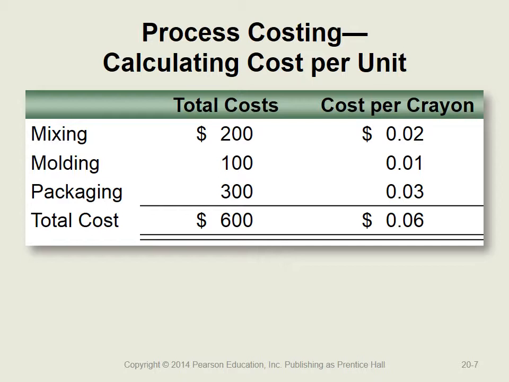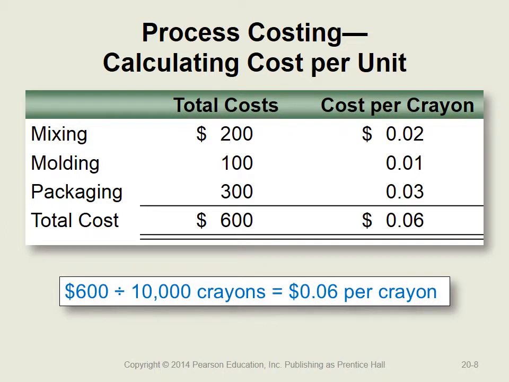After the molds cool, the crayons are removed from the molds and transferred to the packaging department where paper wrappers are added to each crayon and the crayons are boxed. The crayons accumulate production costs during each process. The company then assigns these costs to the crayons passing through that process. The total cost to produce 10,000 crayons is the sum of the costs incurred for the three processes, or in this case, $600. The cost per crayon is the total cost of $600 divided by the number of crayons, or a total of 6 cents per crayon.